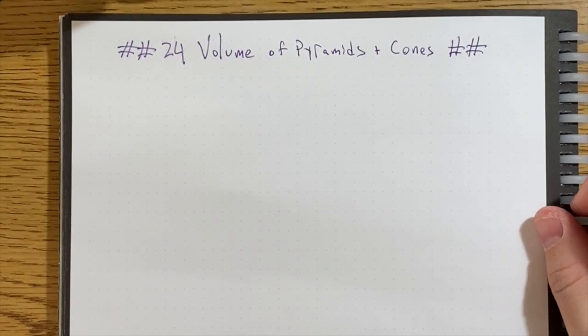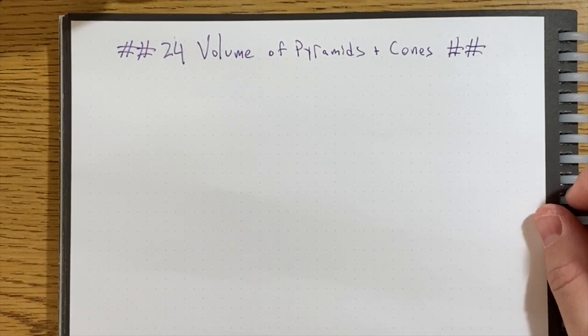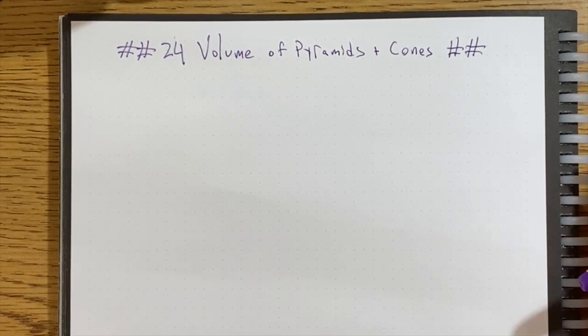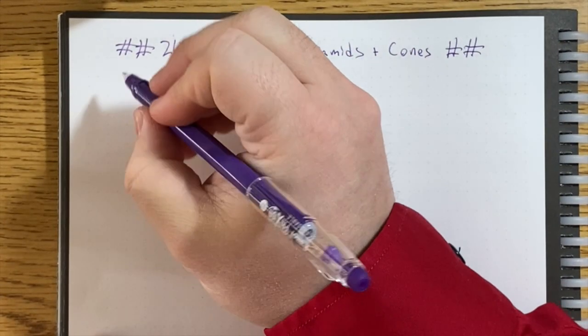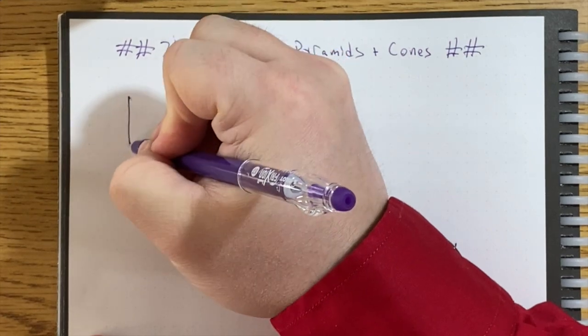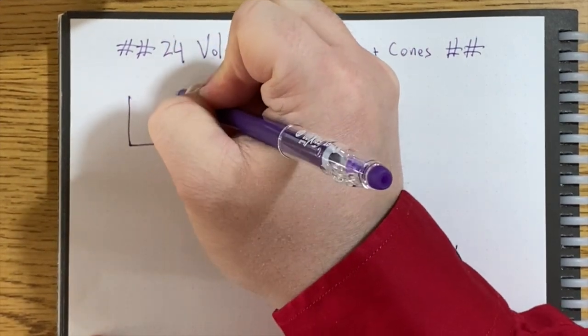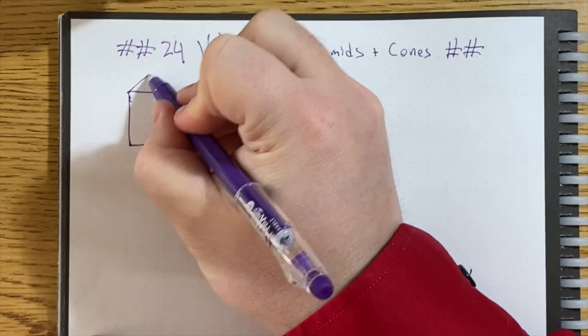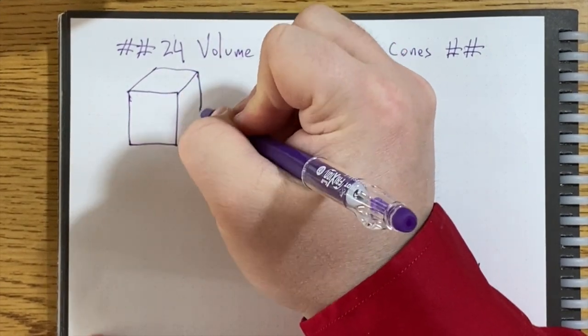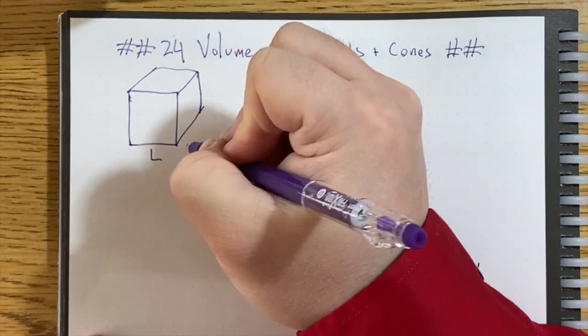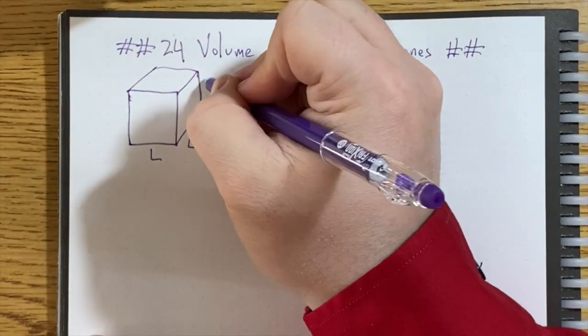Teaching you about the volume of pyramids and cones. Once again, volume is pretty much mostly easier than surface area. What we're going to be showing you today is, if we have a cube, which we know how to find the volume of, L, L, and H.